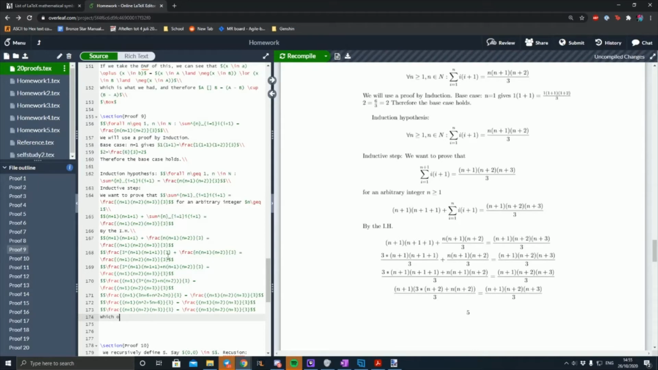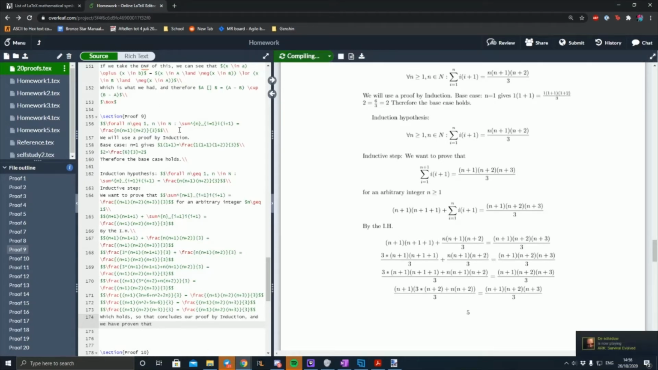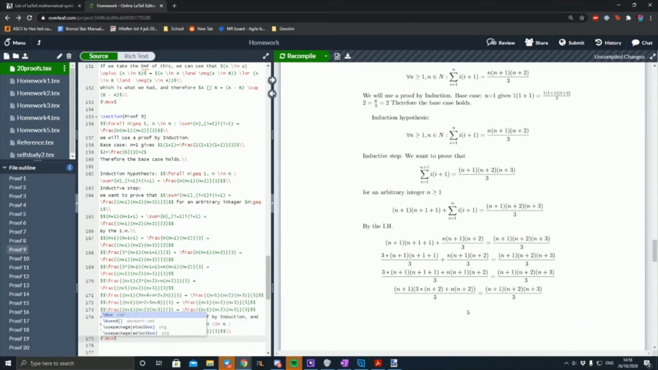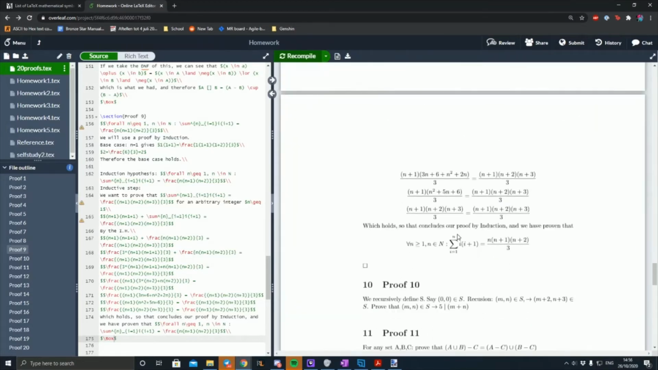Which holds, so that concludes our proof by induction, and we have proven that. And then we add a little box. Wow, this does not look pretty, but I think this is okay.